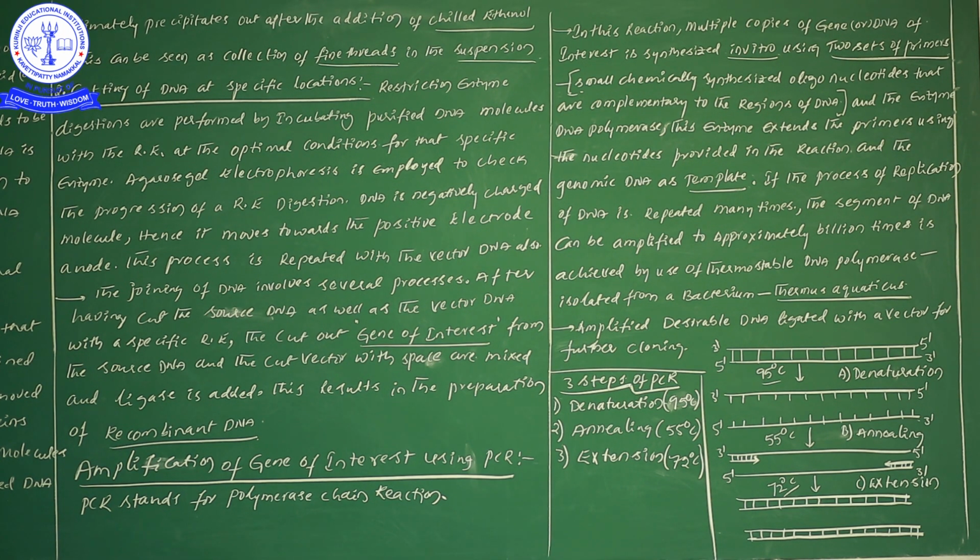Next thing: cutting of DNA at specific locations. Now we have the DNA, we have obtained it by the first step. That DNA we now have to cut at specific locations. To cut at specific locations, we have to take the help of... can you guess? We have to take the help of.